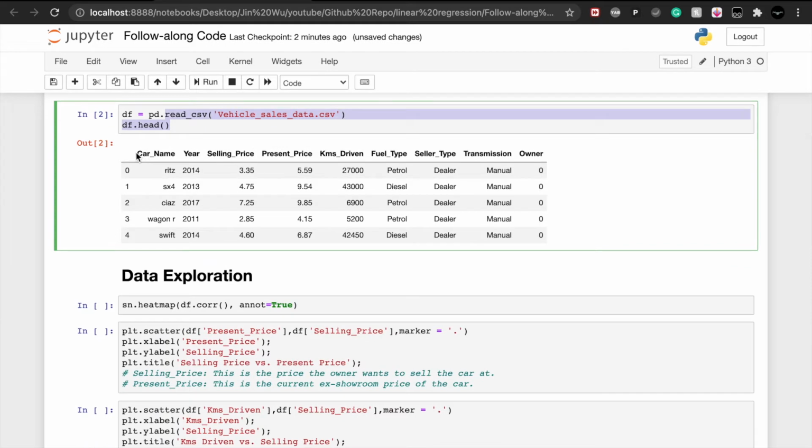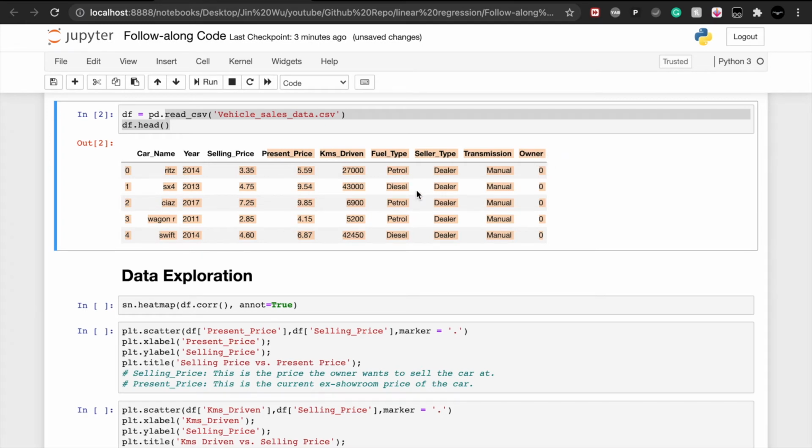Let's take a look at our data. We have a lot of attributes. We have the car name, the year, the selling price, the present price, kilometers driven, and etc. So the goal in this project is to predict the selling price using linear regression. So we need to choose the attributes that have the highest correlation.